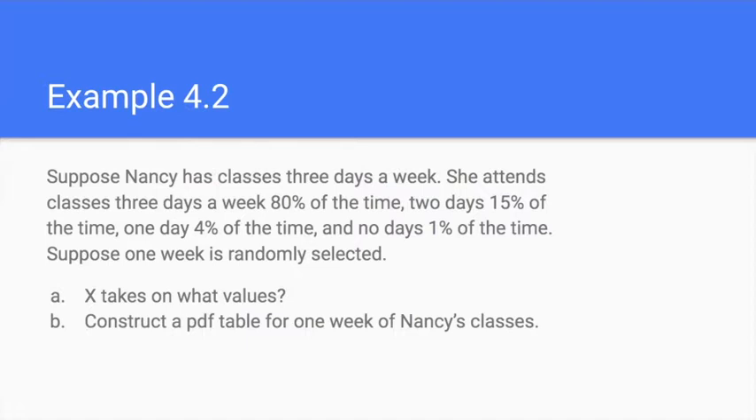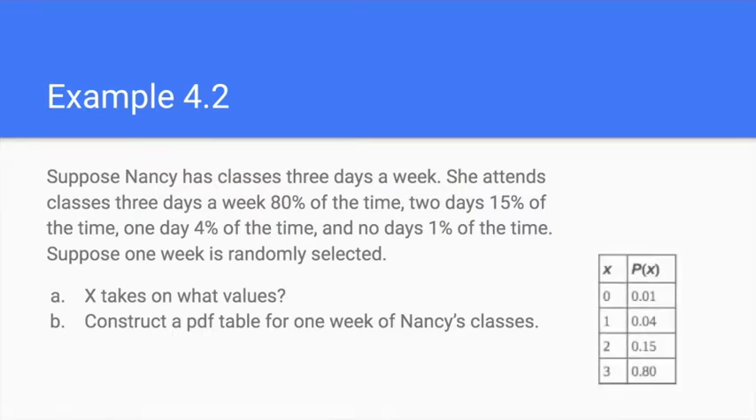So what are the values that our random variable could take on? Basically it's the number of days that she could possibly attend class: 3, 2, 1, and 0. Typically for PDFs, when we make the table, we'd want to put them in ascending order, but that's not necessarily required. It's just kind of standard. With that information, you want to construct a PDF table. If you want to pause the video for a moment and see if you can come up with a PDF table, then when you're done, resume the video, and I'll show you the one that I have.